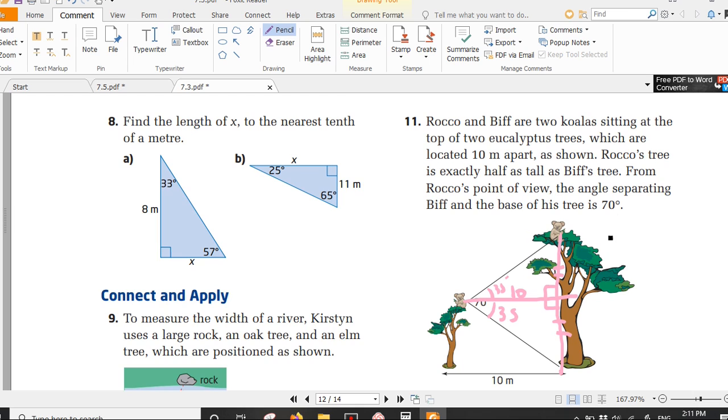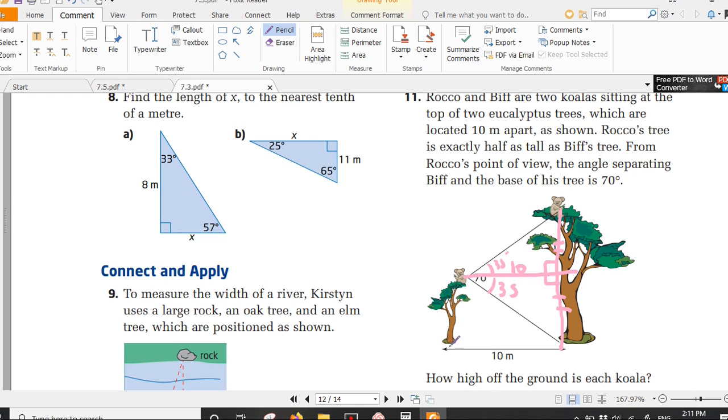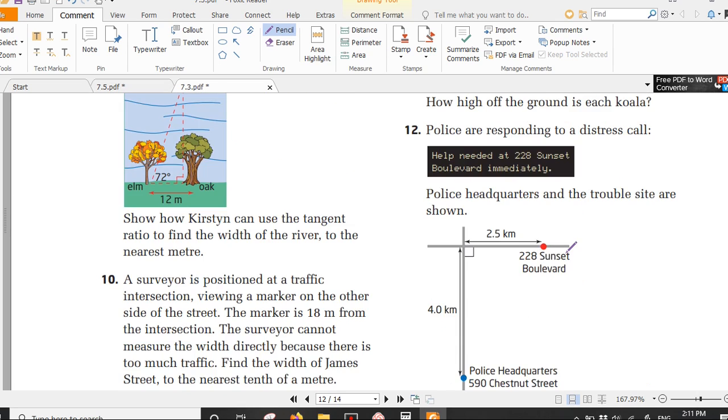And then from that, what do we need to find? How high off the ground is each koala? So in this case, if you just use SOHCAHTOA with 35 degrees, 10, and this height, that would be the height of the first koala, and then times 2 would be the height of the second one.